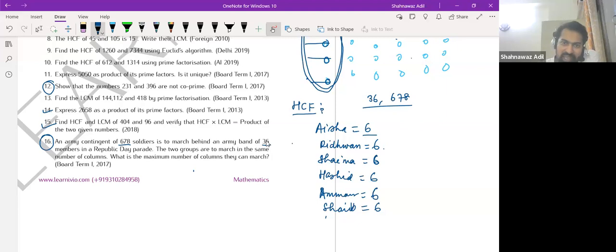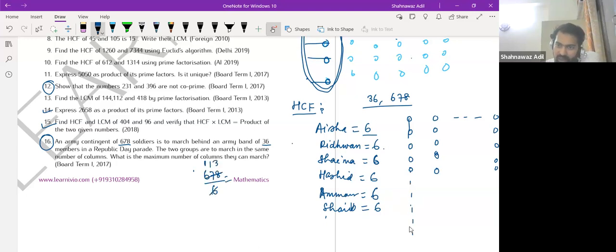Okay, so you see that we can divide. So we have to divide these people in six groups, right? So there would be 6 bands in one group, right? And there would be 6 bands, right? So in this way, we'd have 6 bands. And behind these 6 bands, we'll have all these army people, right? So 678 by 6. So this is how much? So this is 113. So 113 army people in this way. So this is how we will divide.